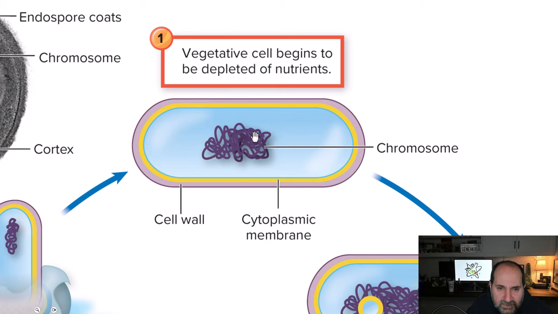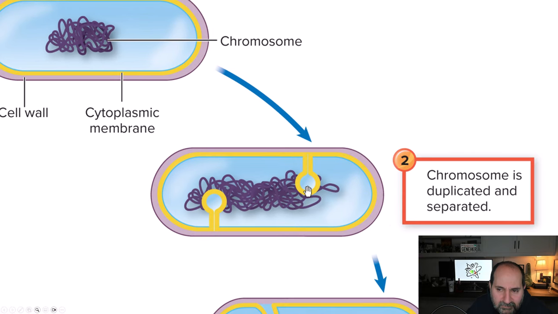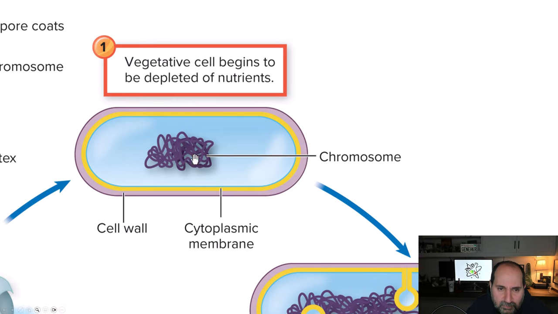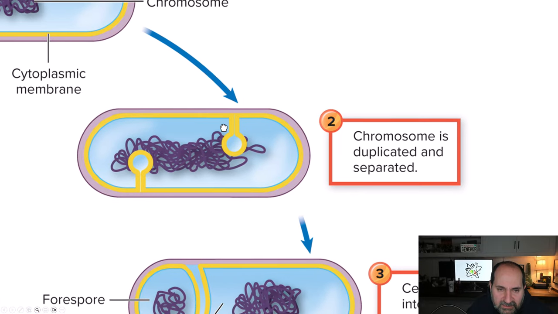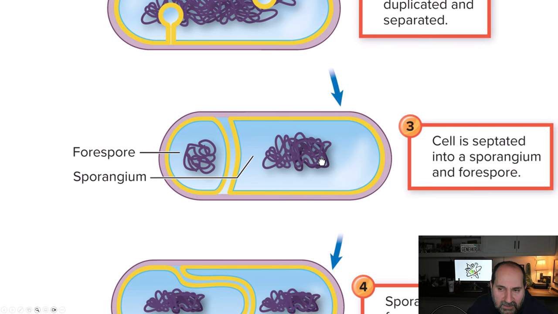Notice that this mother cell has its chromosome. This is its nucleoid. It has a cytoplasm. In yellow, it has a cytoplasmic membrane. In pink or purple, it has the cell wall. But it's going to trigger sporulation. So at this point, it's going to copy the chromosome. The chromosome or nucleoid is duplicated and separated.